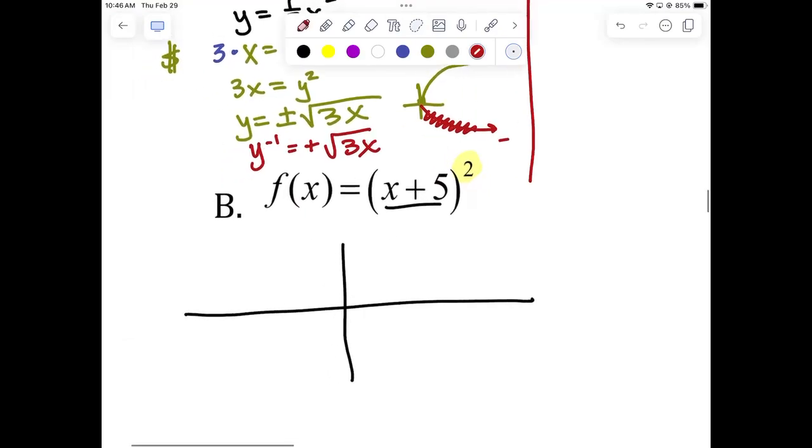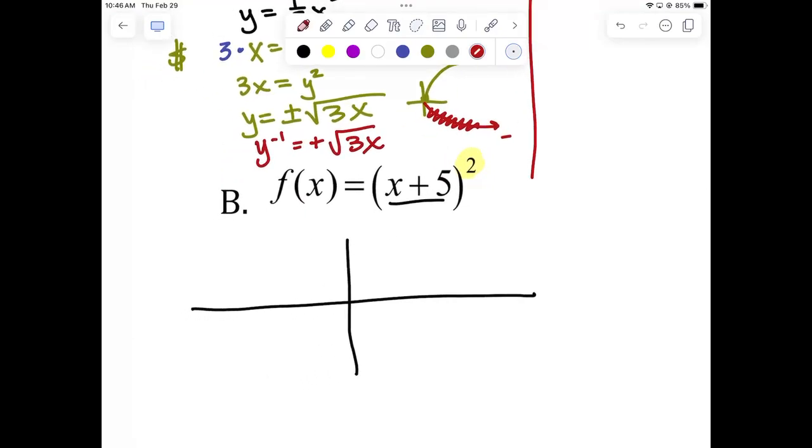Left 5. Good. And that's the only transformation. So I'm going to come over here. 1, 2, 3, 4, 5. There's negative 5. There's where the vertex is, and it opens up. So it's going to look like this. There's f of X right there.